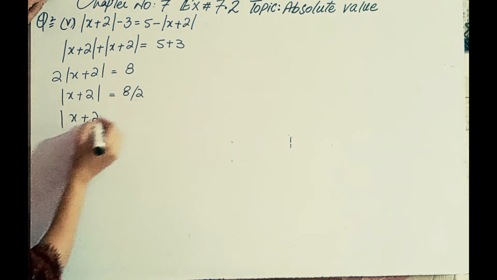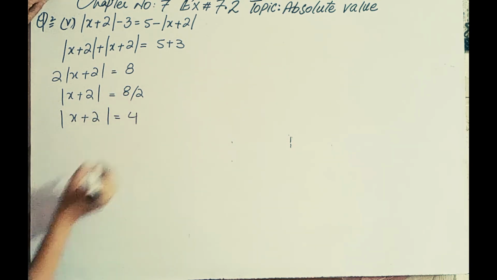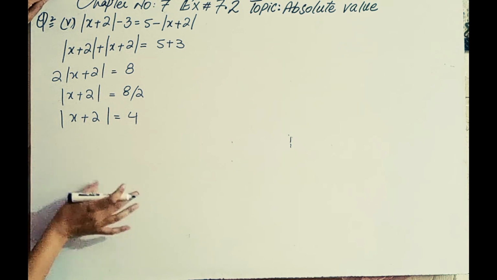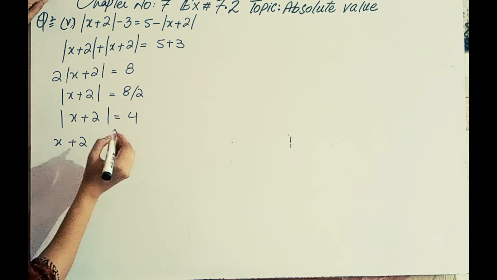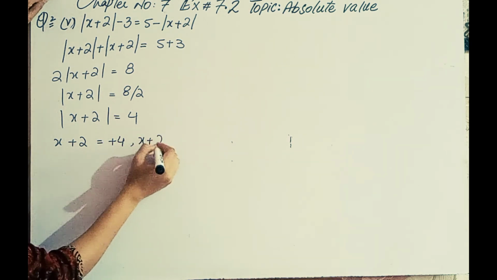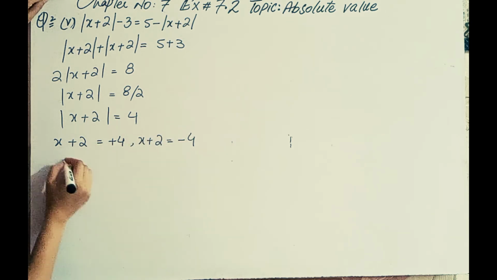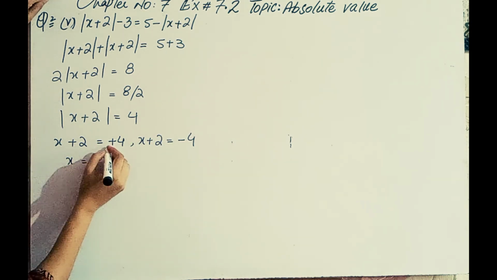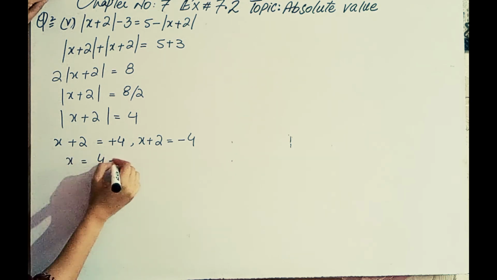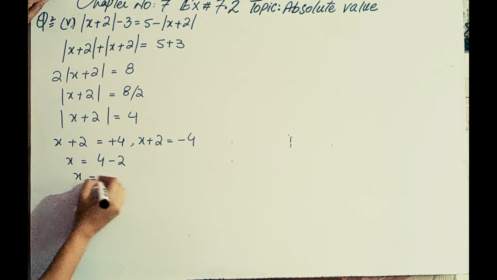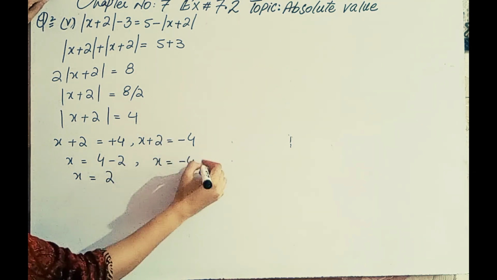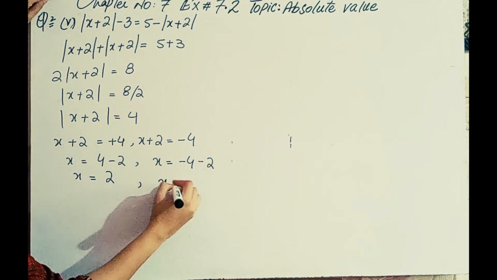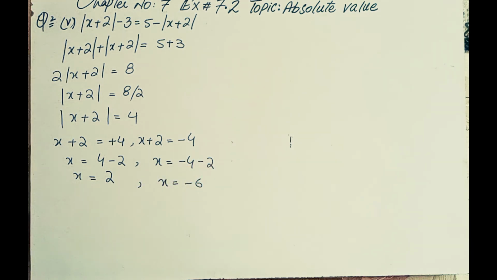Absolute x plus 2 equals 2 how many times? 4 times 8. Okay, now we will remove this absolute. ठीक है, उसी तरह से रिमूव करेंगे. This absolute has two solutions, x plus 2 equals plus 4 and x plus 2 equals -4. x equals 4 minus 2 on the other side, which is 2. For the other one, x equals -4 minus 2 on the other side, so x is equal to -6. These are the two solutions of this given equation.